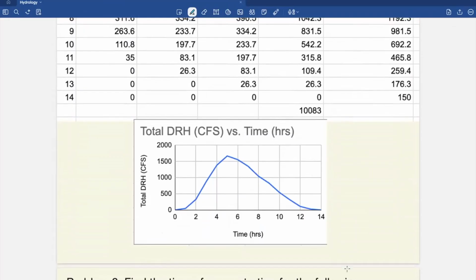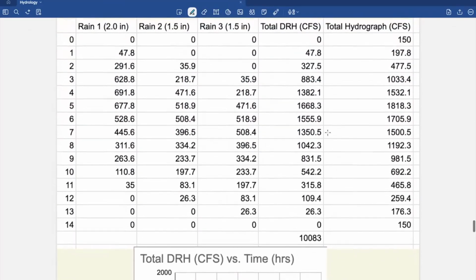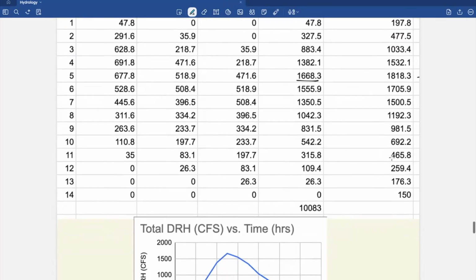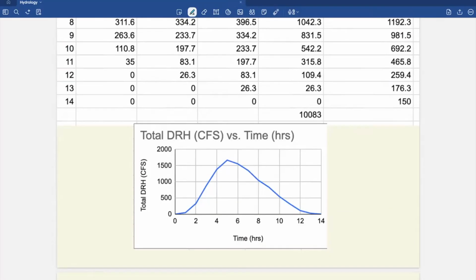And from this figure, we can see the peak DRH is about 1668, this one. That gives us a cumulative total hydrograph of 1818. Compare that to 816 in part A, 2.5 times larger from a storm with 2.5 times more rain. That's the beauty of superposition. The unit hydrograph scales linearly. And now let's go to question number 3.